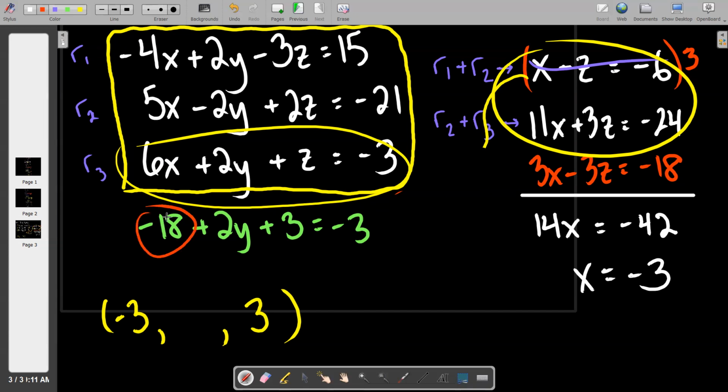So these two that I'm circling in red, you would put together. What do they make? They make -15. And then you have to kick that -15 to the other side. And you wind up with 2y equals 12. Divide both sides by 2. And there is your first answer.